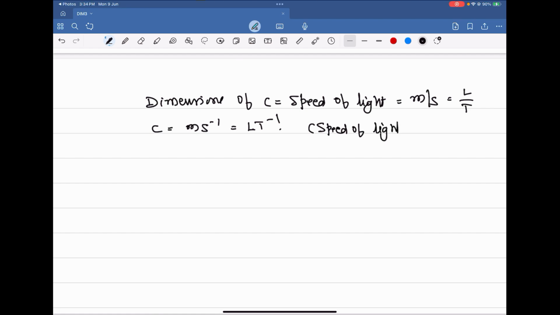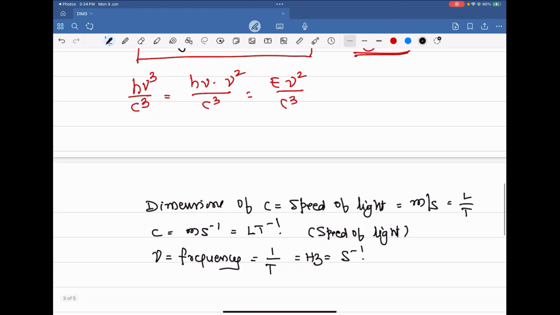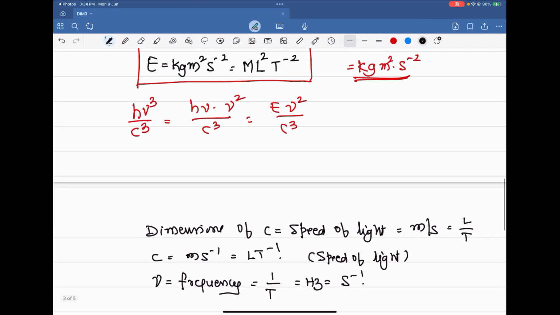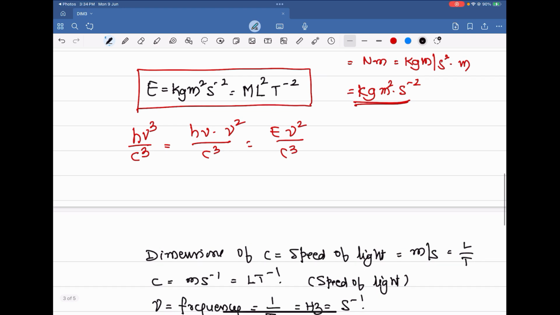The other things are very easy. Nu is equal to frequency. Frequency I have already told you is 1 by T, per second. That is hertz. Frequency is measured in hertz, per second. That is 1 by T. We know energy, nu and c cube. Shall we apply?